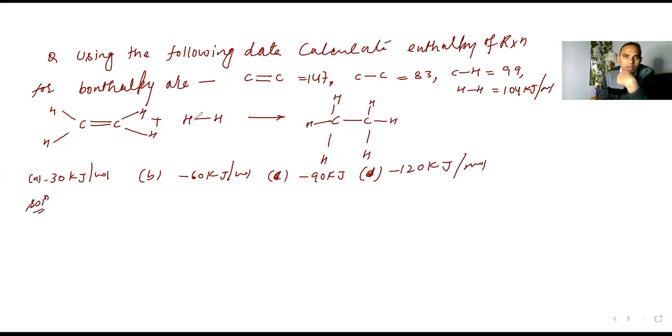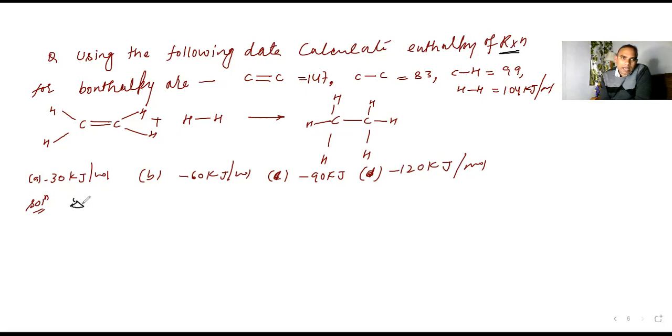Janav, how can you solve? Can you try this? So enthalpy of formation they are asking. Here even enthalpy of reaction they are asking. But 1 mole is there, so there is no problem. So that it will be equal.